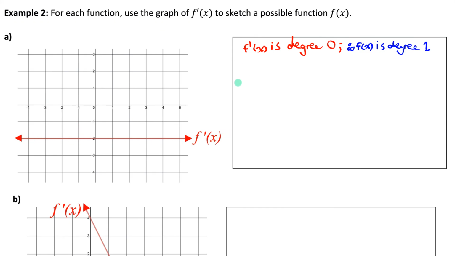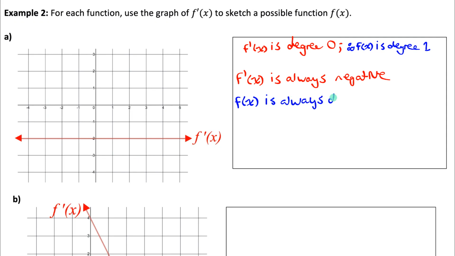So f prime of x is always negative. And remember, the sign of the derivative tells us whether the original function is increasing or decreasing. Therefore, f of x is always decreasing. So we need to draw a function that is always decreasing.